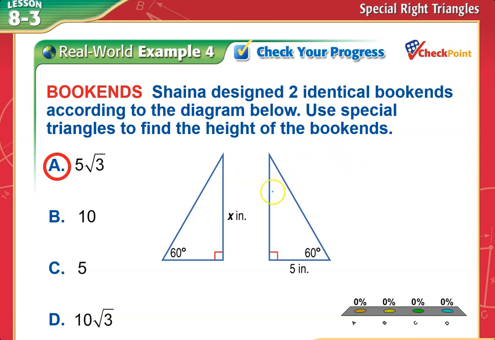Well, we know that this must be a 30 degree because there's my 90 already. So this has to be the smallest side. Remember that smallest side is always called x. The one across from the 90 is always called twice x. And the height, or the length across from the 60 degrees is always x root 3. So since x is 5, then this must be 5 root 3.